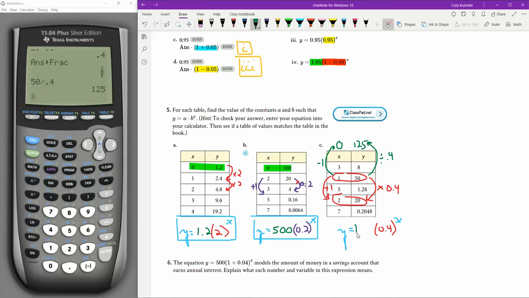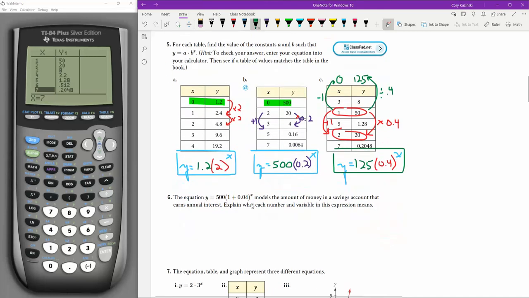So now we'll go back into y equals and we'll check this. 125 times 0.4, also known as 2/5, to the power of x. Checking the table, there's our 125, 50, 20, 8, 3.2, and 7.2048. There it is. We got it.